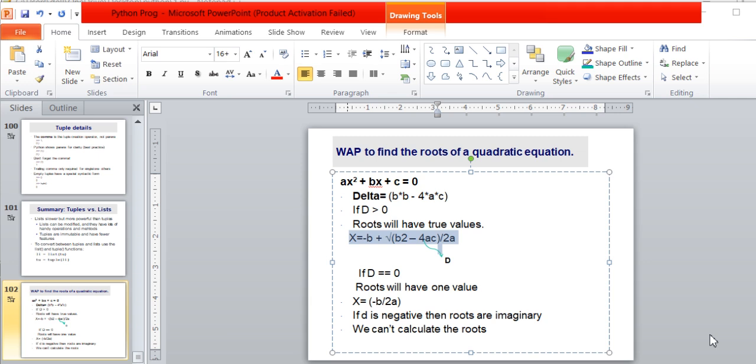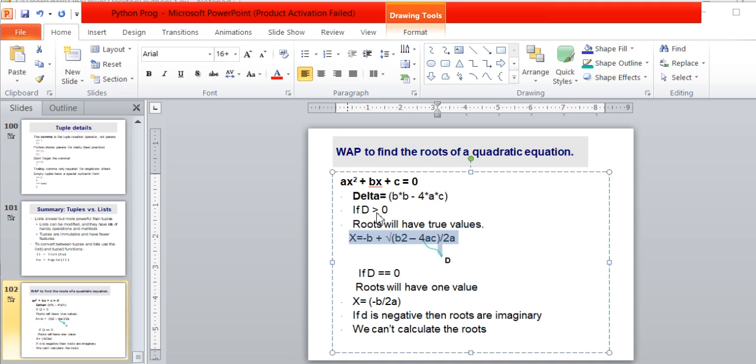Here the values a, b, c may change. We have to find out the root value of x so that the left hand side becomes equal to the right hand side. First we have to find out the delta term. The formula for finding the delta term is b square minus 4ac.